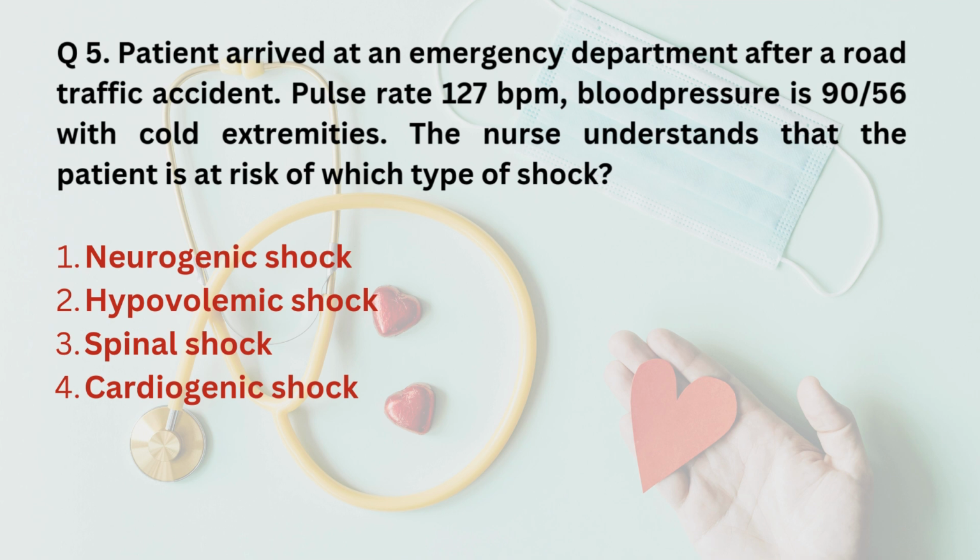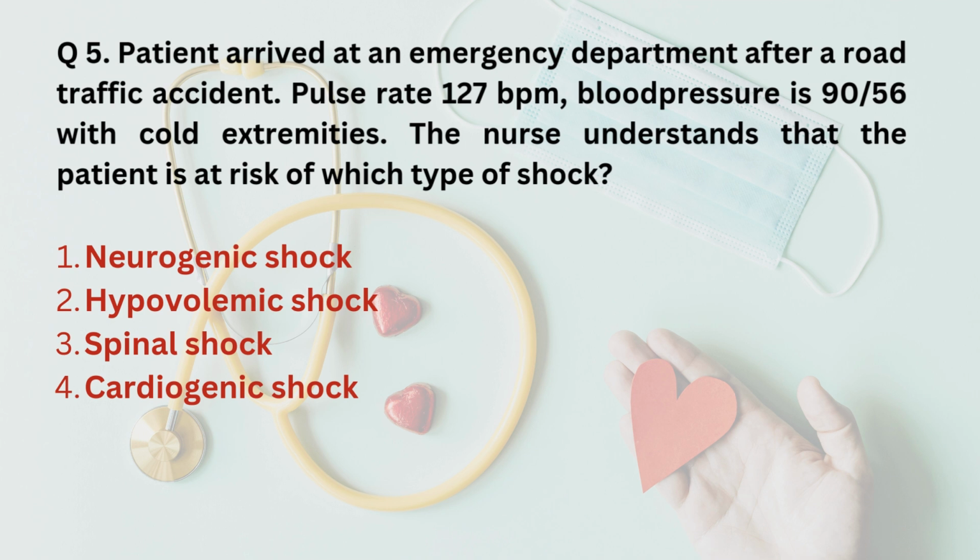What is hypovolemic shock? Hypovolemic shock is usually caused by significant fluid or blood loss, like in trauma or hemorrhage. When there is more blood loss or fluid loss, there will be hypovolemic shock that leads to tachycardia. Here 127 bpm is the tachycardia, and hypotension they have given 90 by 56, and cold extremities due to reduced perfusion.